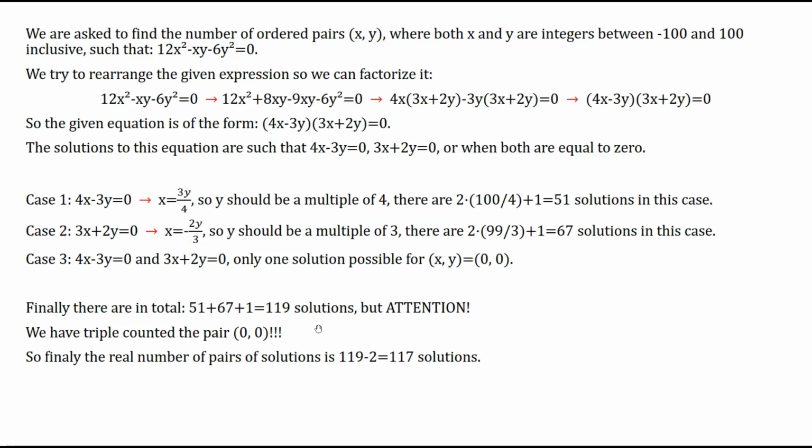But attention, because as we explained during our solution, we have triple counted the pair 0, 0, in the first case, in the second case, and in the third case. So finally, the real number of pairs of solutions for this given equation is 119 minus 2, which is equal to 117 solutions. I really hope that the people who took the AIME test have not fallen for this dirty little trick where you triple count the pair 0, 0.